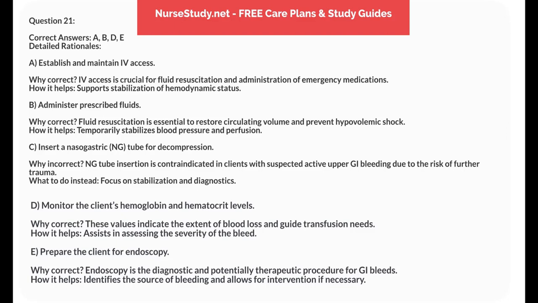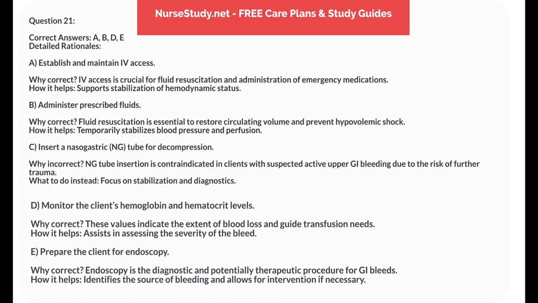D. Monitor the client's hemoglobin and hematocrit levels. Why correct? These values indicate the extent of blood loss and guide transfusion needs. How it helps: assists in assessing the severity of the bleed. E. Prepare the client for endoscopy. Why correct? Endoscopy is the diagnostic and potentially therapeutic procedure for GI bleeds.